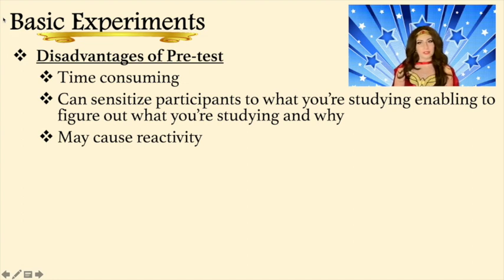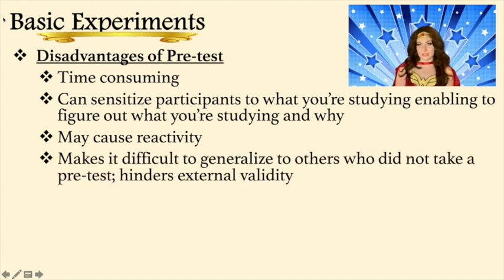So imagine that you give participants a mood assessment for the pretest, then they exercise or don't exercise, and then you measure their mood again. So participants might catch on and say, this researcher is interested in my mood. Well, you know what? I'm going to just say that I'm feeling happy, even though perhaps I'm not feeling happy. It also makes it difficult to generalize to others who did not take a pretest.